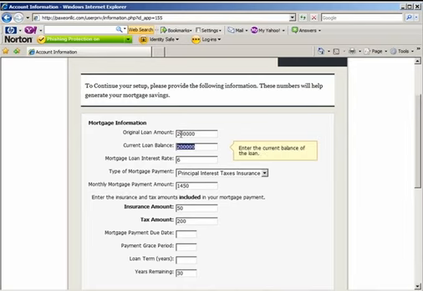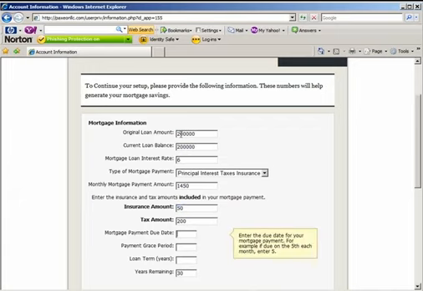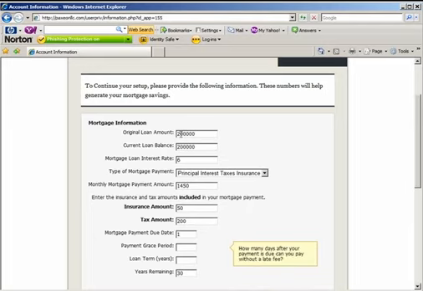We have the balance at $200,000, 6% interest, a principal, interest, taxes, and insurance payment of $1,450, $50 towards insurance, $200 goes towards taxes, and your monthly payment due date is the first of the month. And your payment grace period is the 15th of the month.